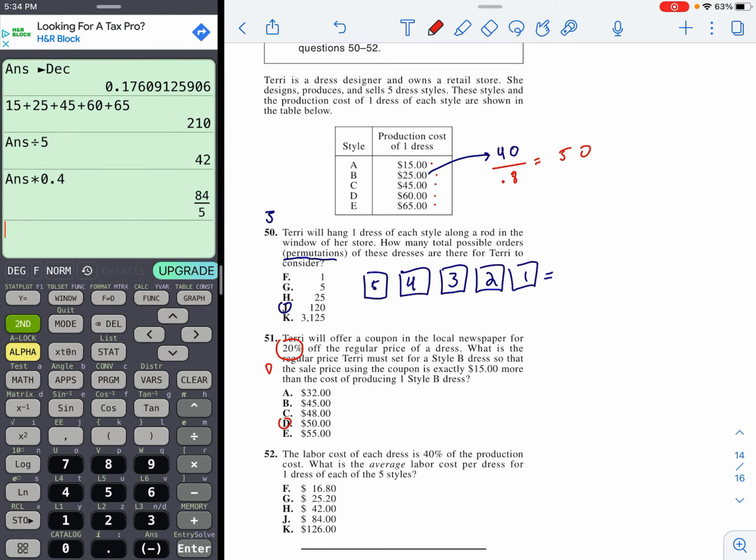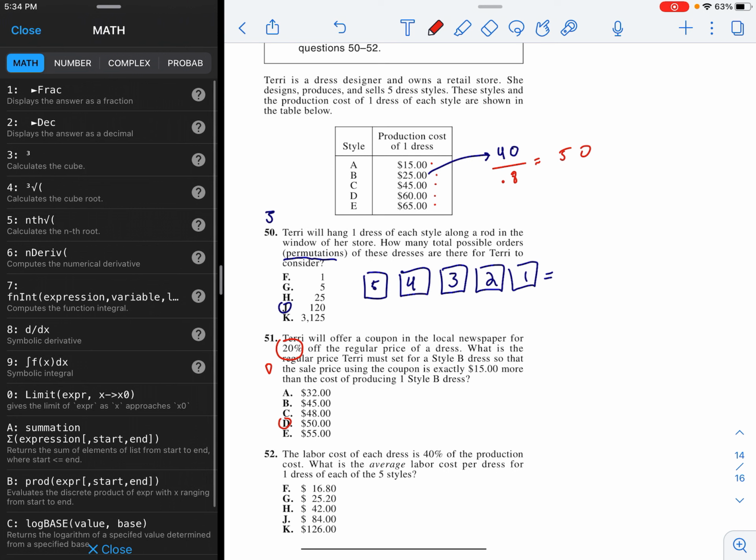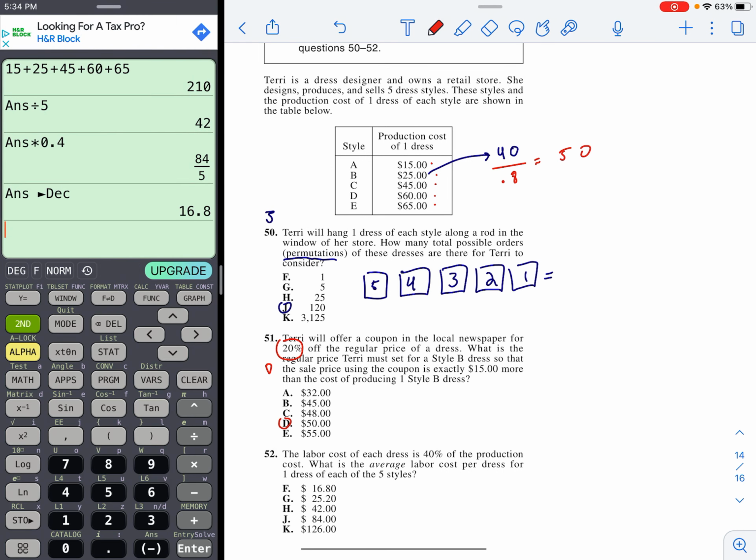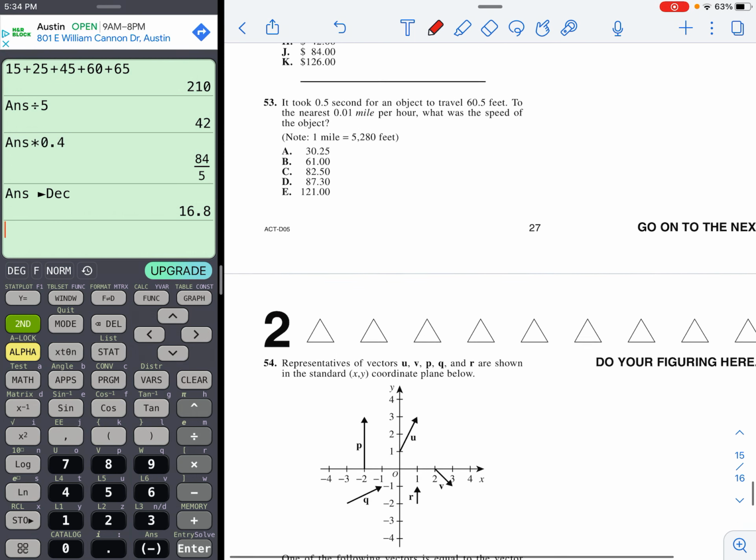All of the dresses have the same production cost of 40%. You multiply that by 0.4 and you get there $16.80. Answer choice F.